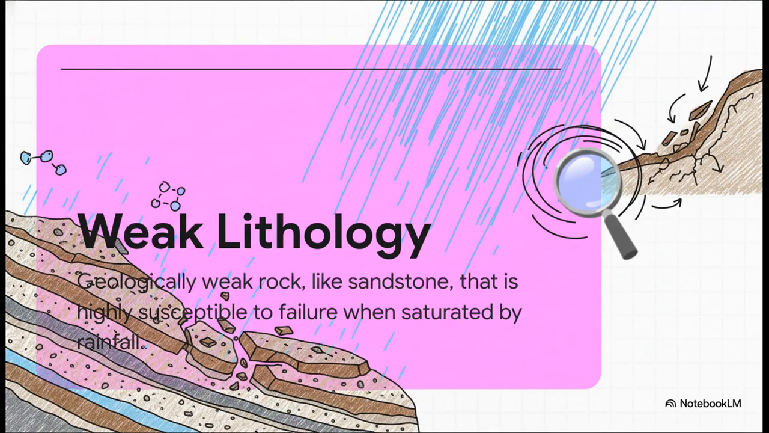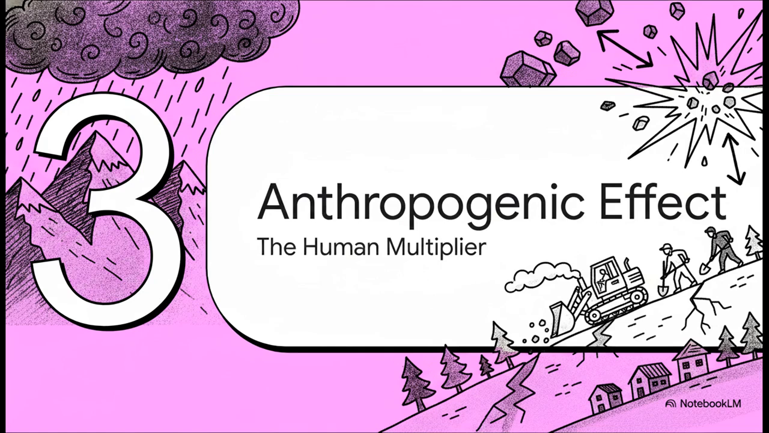The underlying geology, or lithology, is a key precondition. Much of this region, particularly Himachal Pradesh, is composed of weak rock like sandstone. These formations have very low strength, especially when they become saturated, making them highly susceptible to weathering and collapse. While natural factors set the stage, it's really the human activities, the anthropogenic factors, that act as a multiplier, turning these hazards into widespread disasters.